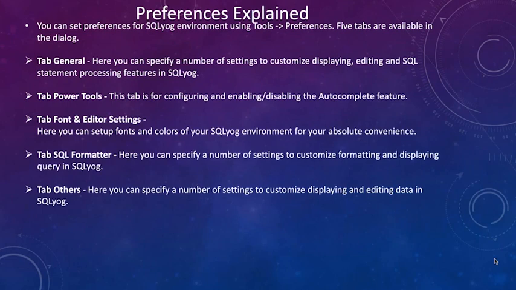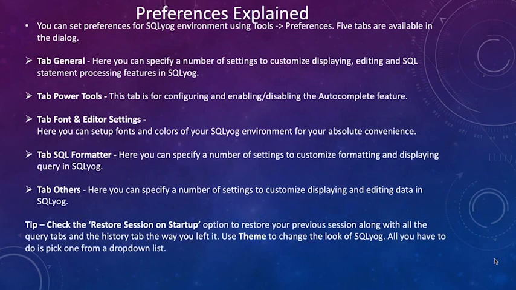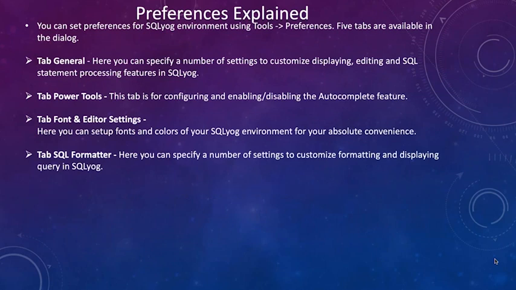There's a tab called Others. Here you can specify a number of settings to customize displaying and editing data in SQLyog. Please remember, just a quick tip, check the restore session on startup option to restore your previous session along with all the query tabs and the history tab the way you left it. Use a theme to change the look of SQLyog. All you have to do is pick from a drop down list.